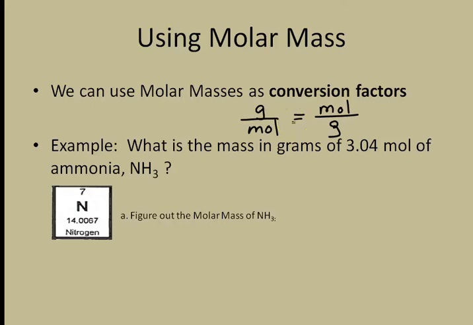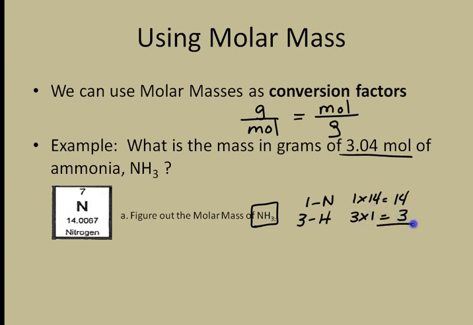So here's an example. Let's say we have 3.04 moles of ammonia. We want to know what the mass is of that. This is when we get to first figure out the molar mass of ammonia. So in this molecule, I have 1 nitrogen and 3 hydrogen, and I know the molar mass for nitrogen is 14, and I have 3 hydrogens, so it would be 3 times 1, which gives me 3, so my molar mass would be 17 grams per mole.